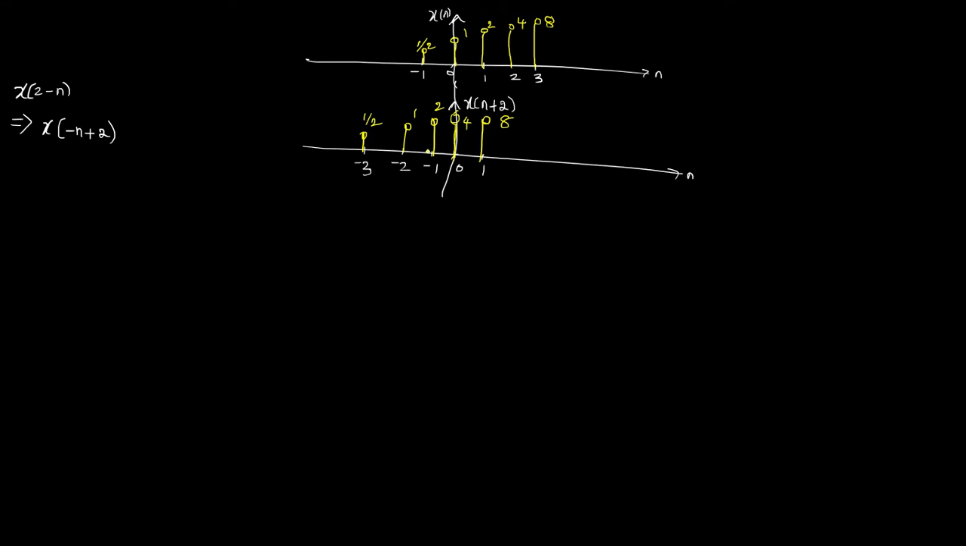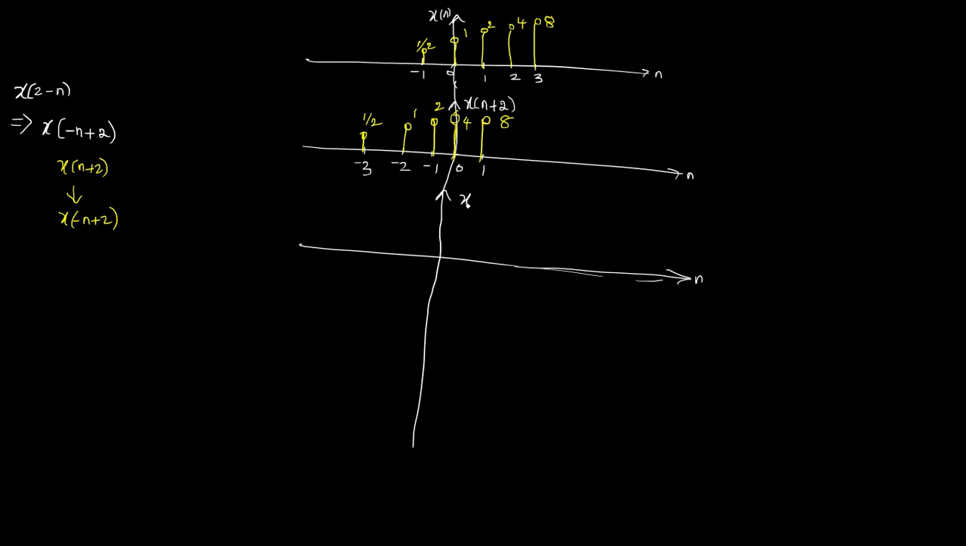After doing x of n plus 2, the next step to get the final answer x of 2 minus n is time reversal. Shifting is over, first step is over. After time shifting, the second step should be time reversal. For whatever intermediate answer you have got, I have to do time reversal, x of minus n plus 2.